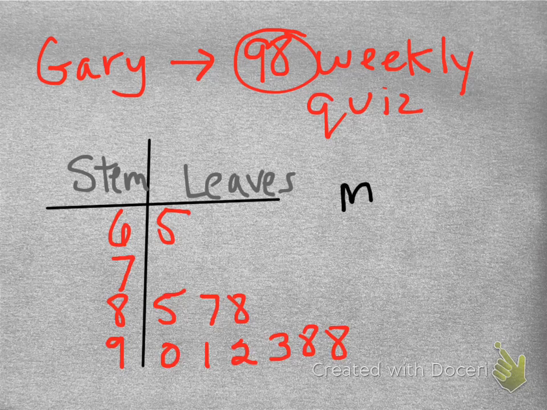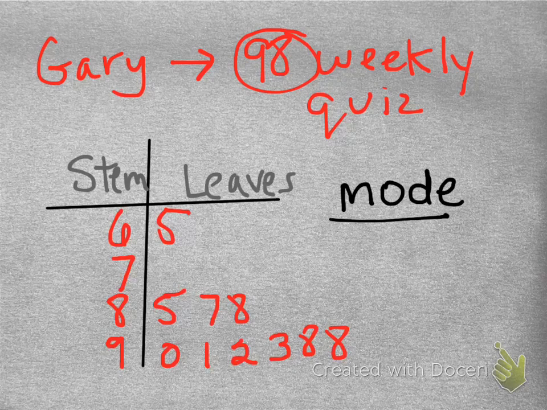Okay, so let's start with finding the mode. Remember, mode means the one that repeats. Looking at the information here from the stem and leaves, we see that 98 is the one that repeats more than once. So his mode is 98. Because he scored a 98 twice, that makes it look better than it really is. Just because he scored a 98 two times doesn't necessarily mean he gets this all the time.